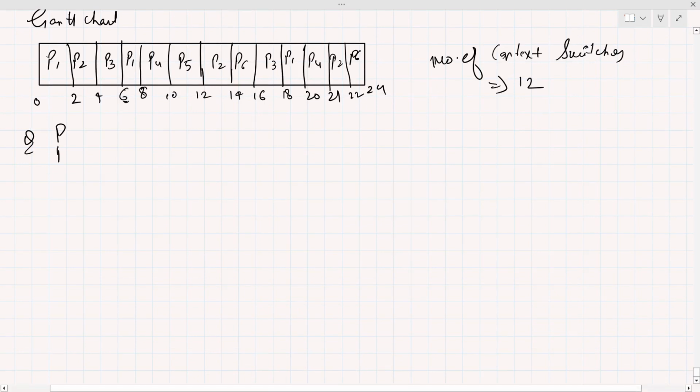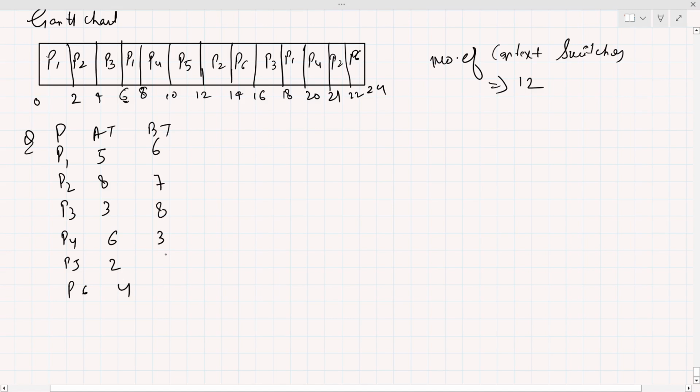I give you a question. The processes are P1, P2, P3, P4, P5 and P6. The arrival times for these processes are 5, 8, 3, 6, 2 and 4, and the burst times are 6, 7, 8, 3, 2, 4. The time quantum is 3, and you have to do it by yourself. I made a Gantt chart, so comment down your average TAT and average waiting time.